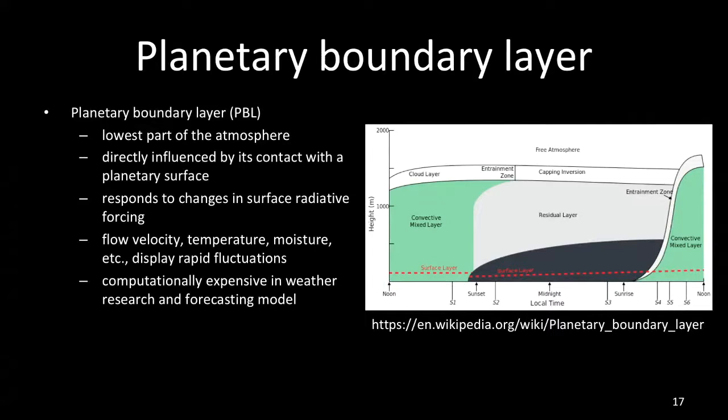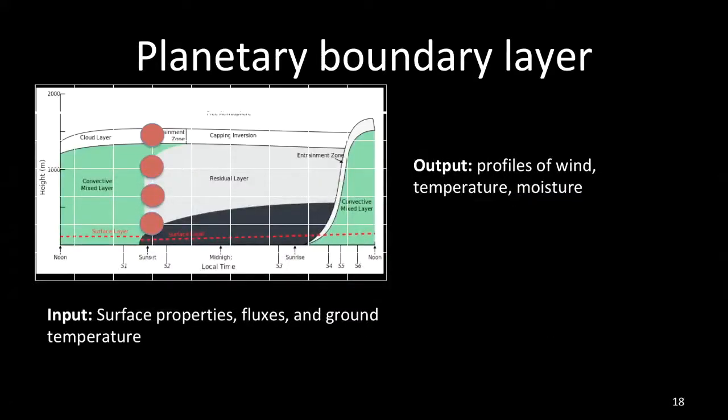So what they do in the simulation is use a grid, and given the conditions at time t and the ground properties, they want to predict at each layer. So let's say level 1, the surface properties, fluxes, and ground temperature are given as input. They want to predict the profiles of the wind, temperature, and moisture.